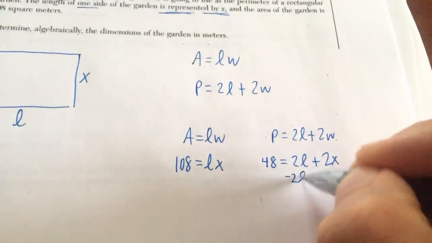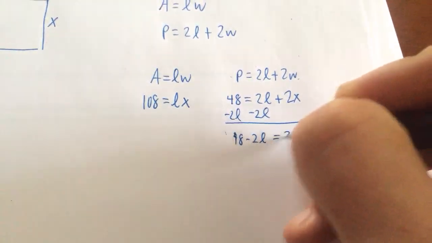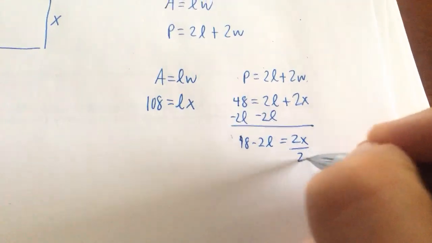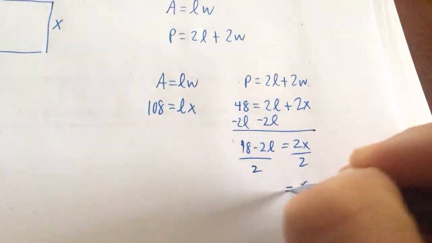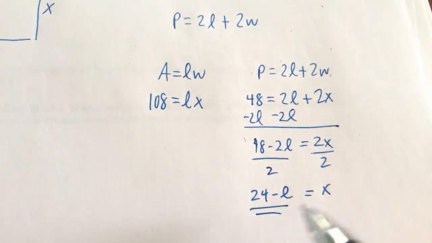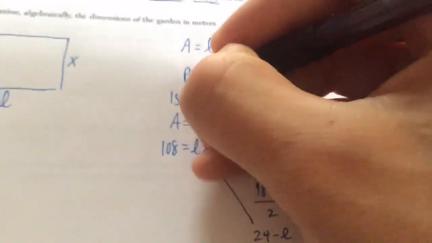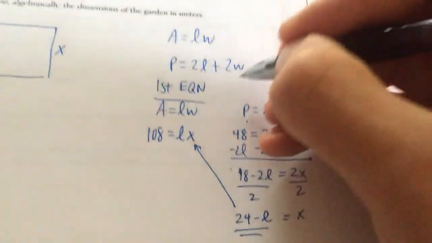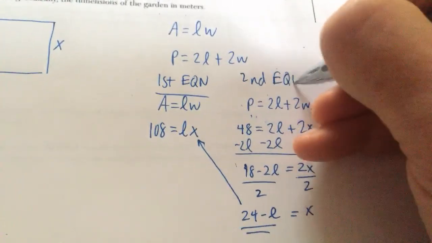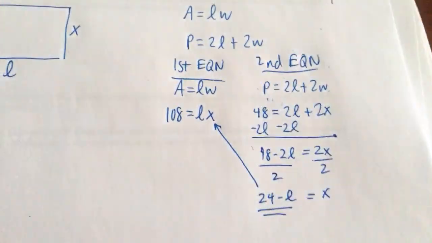If I subtract 2L, you get 48 minus 2L equals 2X. Divide by 2, you get X is 24 minus L. What I will do now is substitute this in for that X. Here's your first equation, and here is your second equation. This is a system of equations problem. Usually you're looking to substitute into the other one.